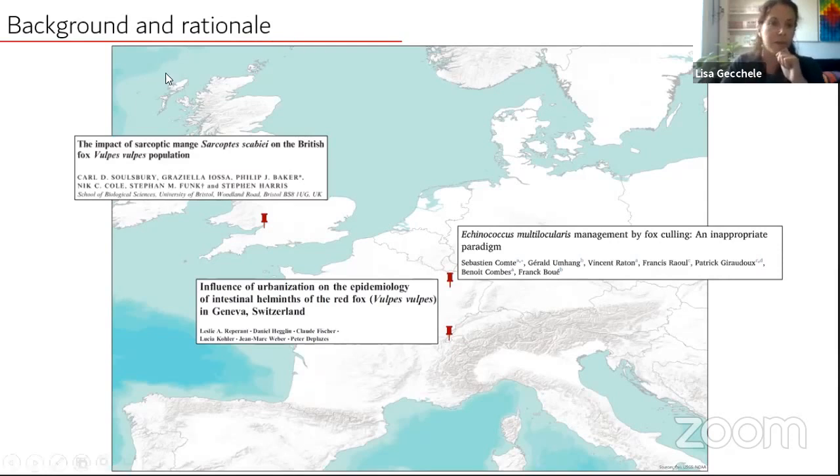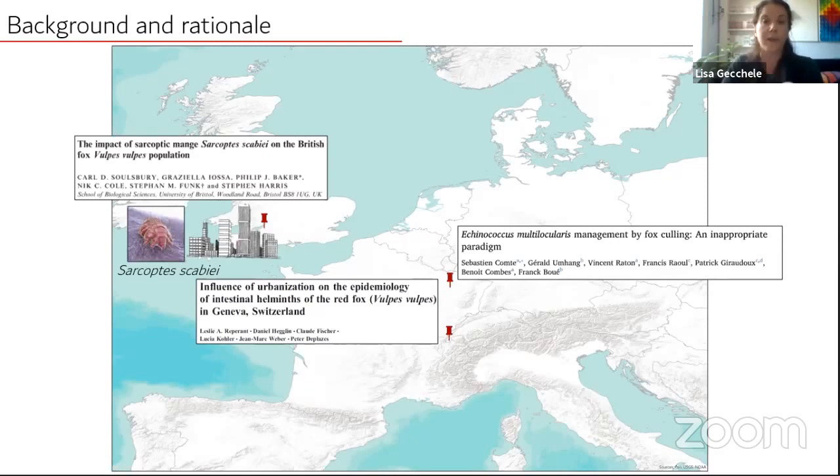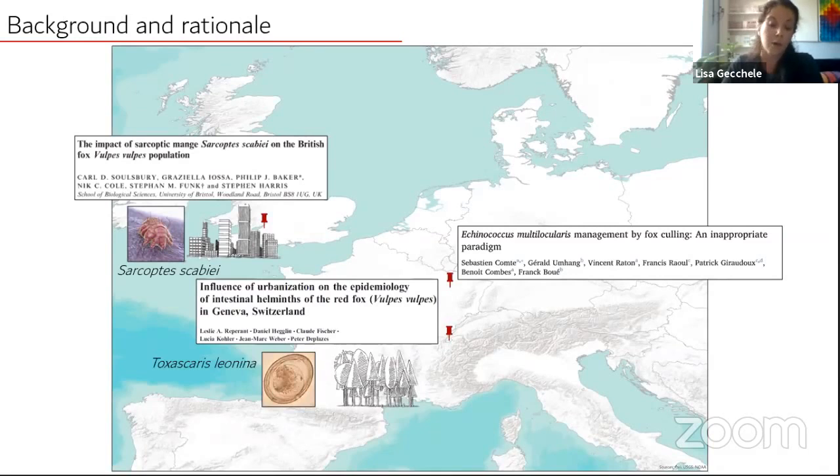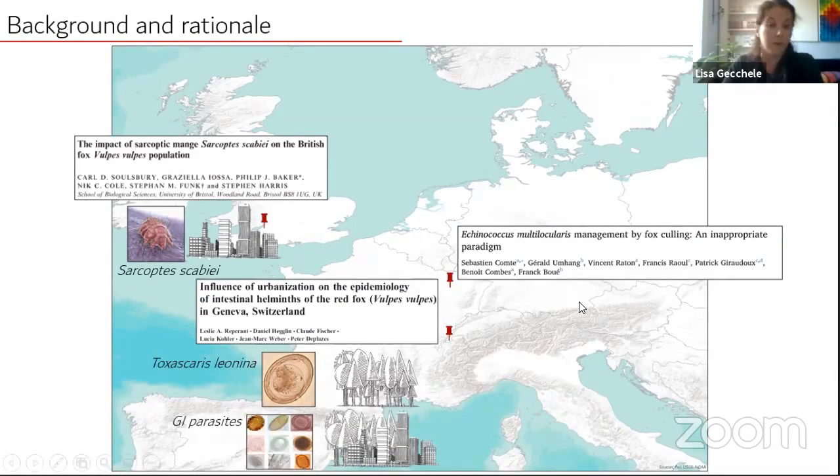The first of these papers was a study conducted in Bristol to see if the prevalence of mange changes between urban and rural foxes. What they found was that foxes in urban areas have a higher prevalence of mange than rural ones. The second one was in Switzerland, Geneva to be precise, and they looked at the entire gastrointestinal parasite community and found that Toxascaris leonina had a lower prevalence in the urban environment. However, they did not find any other statistically significant difference between the two for the rest of the parasites they looked at. Finally, the third study was conducted in France.